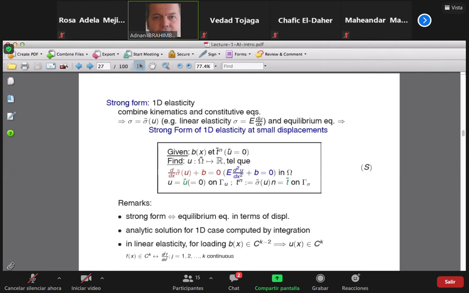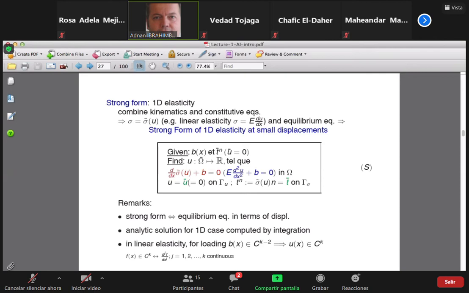And this way you have a unique solution to a problem. So when you talk about strong form of 1D elasticity, or strong form in any formulation in mechanics, it simply means that you have obtained a single equation which represents the equilibrium equation of a particular problem. Here is 1D elasticity, small displacement, expressed directly in terms of displacement field. The analytical solution of this problem is rather easy. It depends what you put for b. If you put b constant, obviously u will be a quadratic polynomial in x, and so on and so forth.